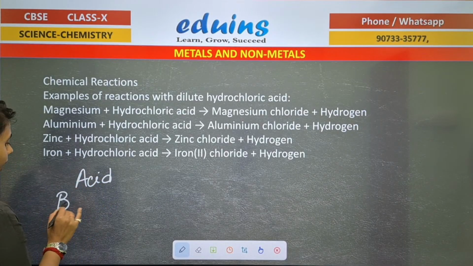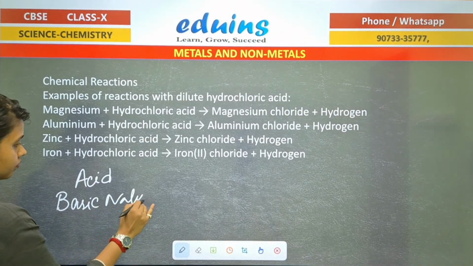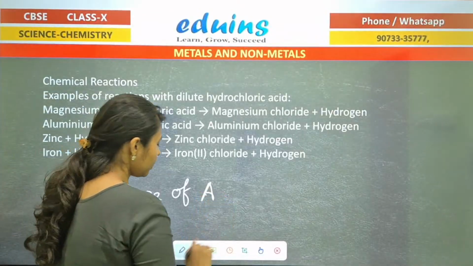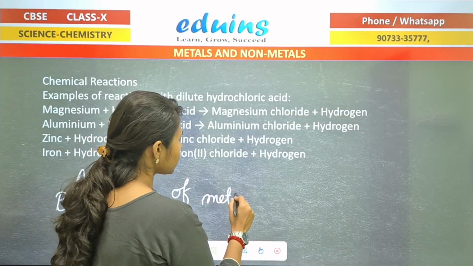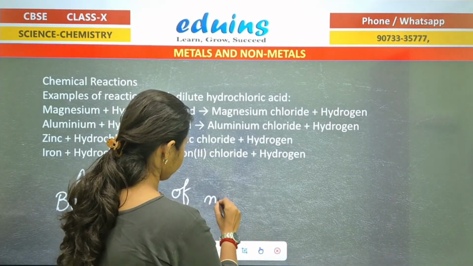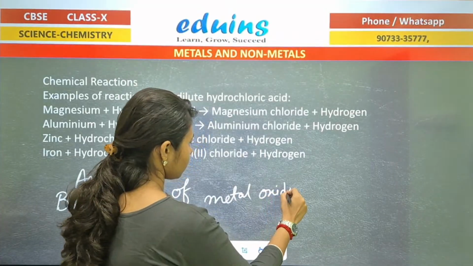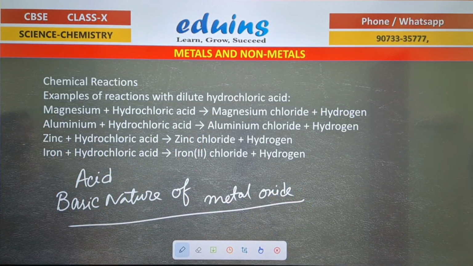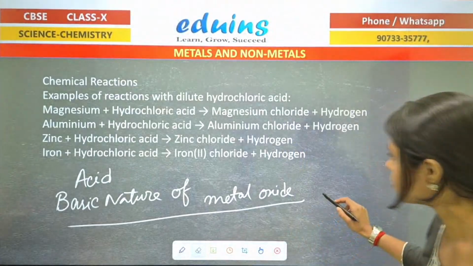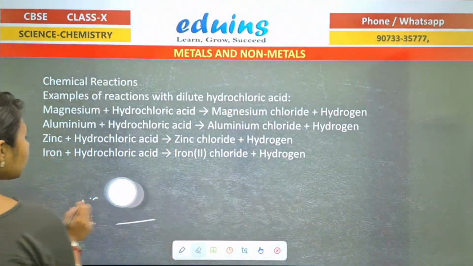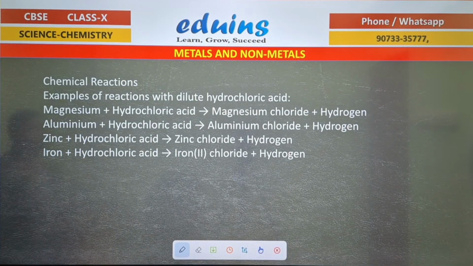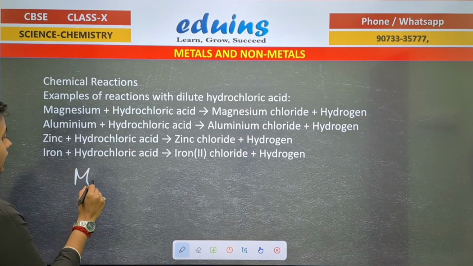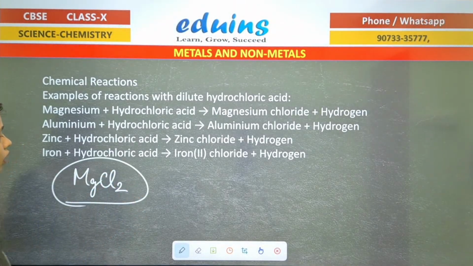So the basic nature of metallic oxide, we know, but the metals like magnesium, aluminium, zinc, iron. Here some metals are base metals. When you study the periodic table, you get to know that. So now magnesium with the hydrochloric acid produces magnesium chloride and hydrogen gas. Magnesium chloride, MgCl2, is the symbol of magnesium chloride.